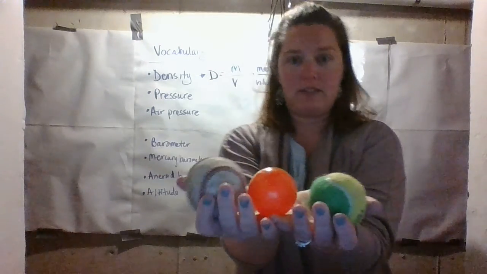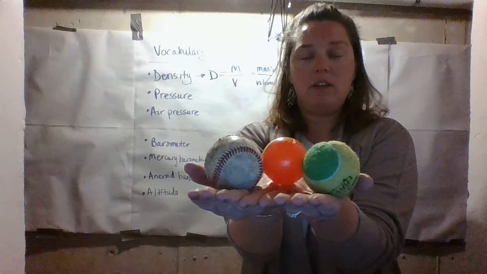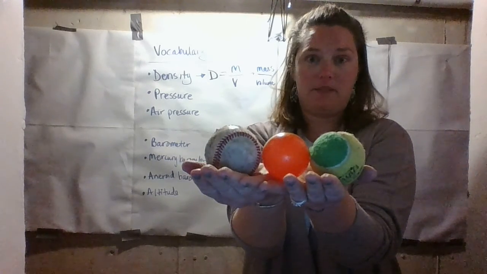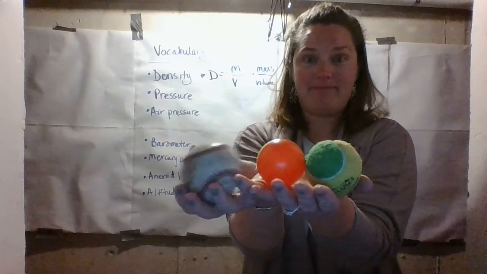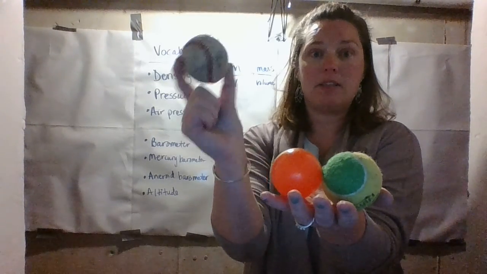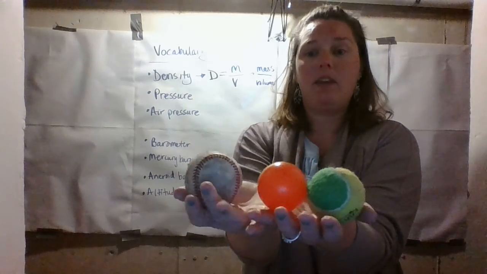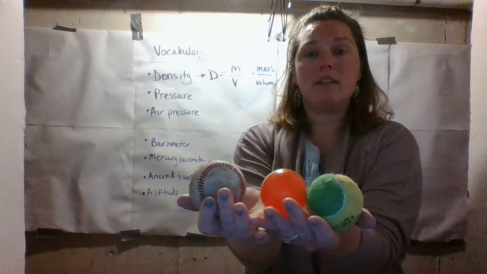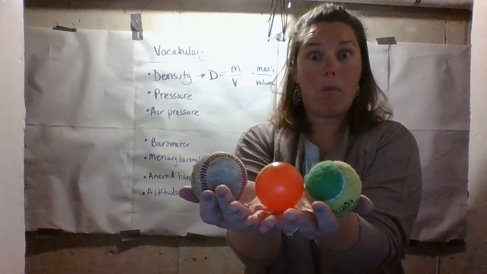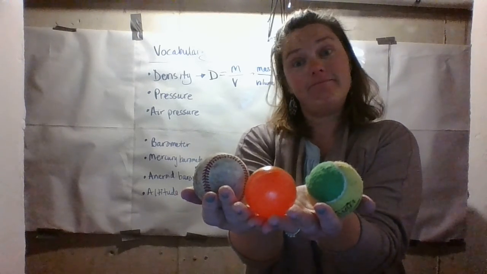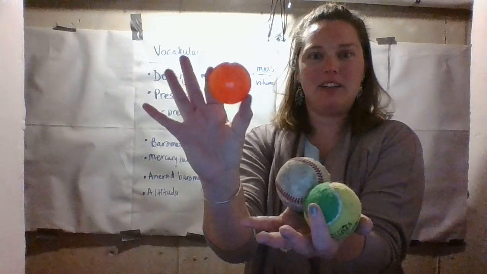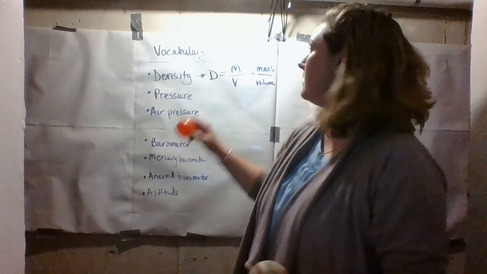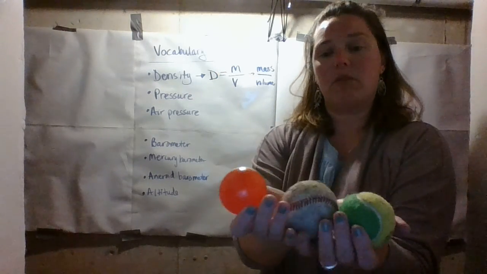So what's your guess? Which of these three is going to be the most dense? Take a guess. Baseball. Okay, baseball is the most dense because it has the most mass per volume. Now, which one is the least dense? The ball gave it away. It rolled. Yes, our cute little Chuck E. Cheese ball is the least dense because it has very little mass per that type of volume.